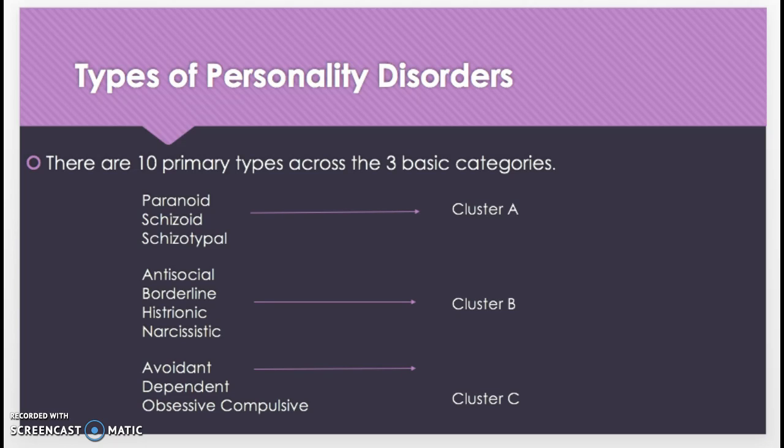The book gives a detailed explanation of antisocial, borderline, and obsessive compulsive personality disorders, but it only mentions the other 7 personality disorders, so today I will be giving you a rundown of the other 7 that are not mentioned in the book.